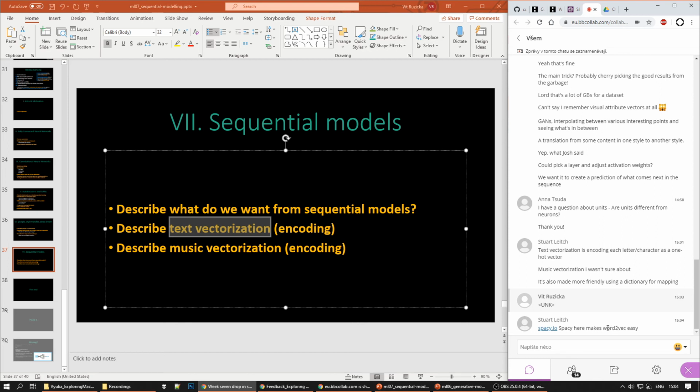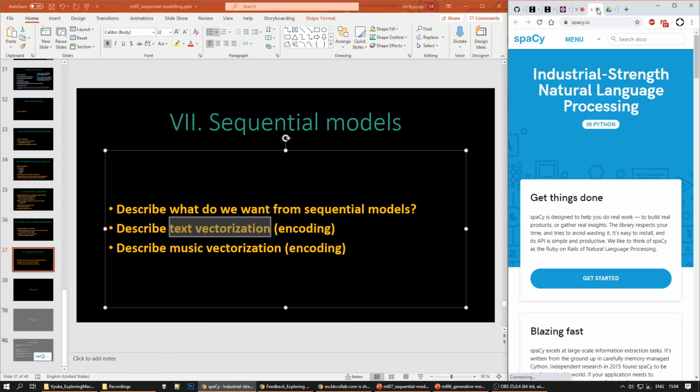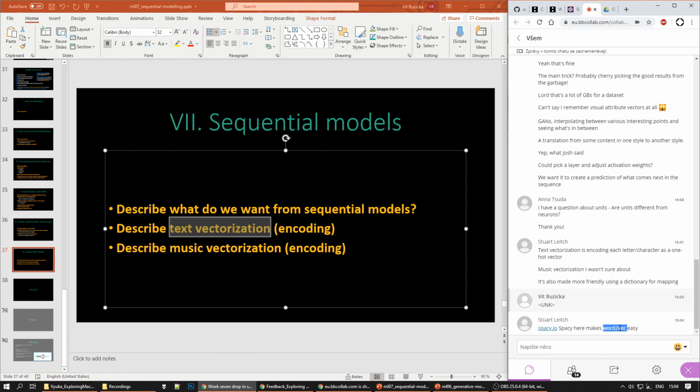There is a lot in NLP, natural language processing, that we didn't really go through, like word2vec conversion. I'm losing my voice. Okay, so before that happens, what about the music vectorization?